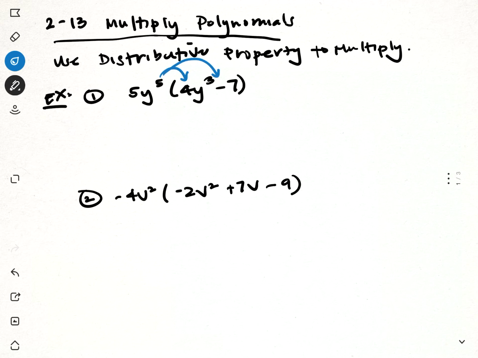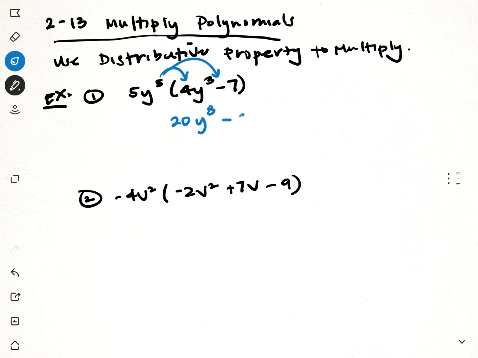So we're going to make sure we multiply 5y to the 5th into the parentheses, to each term. So we have two terms, right? We have 4y cubed and 7. So we're going to go ahead and multiply it. So 5 times 4 is 20. Y to the 5th times y cubed. Remember, we add those exponents if we're multiplying with the same base.